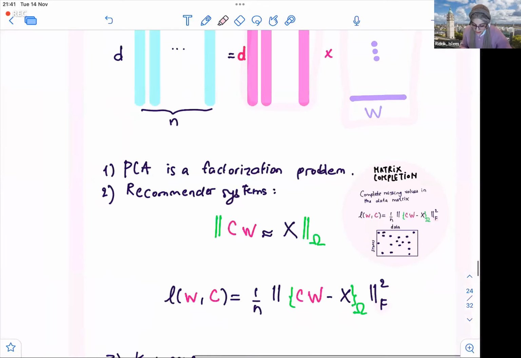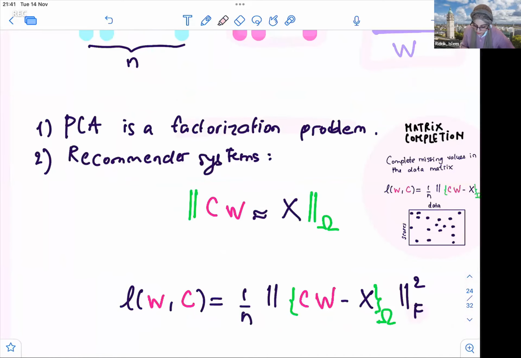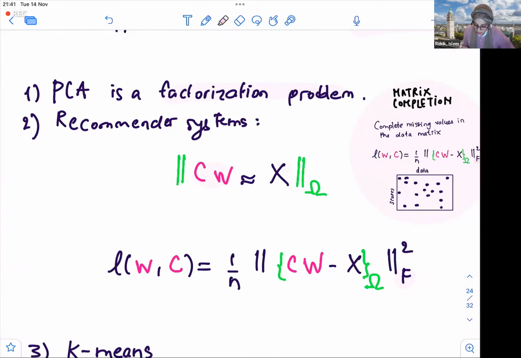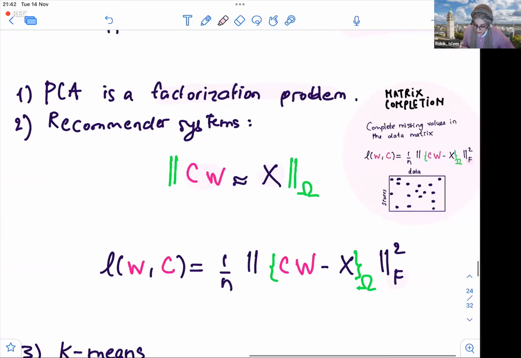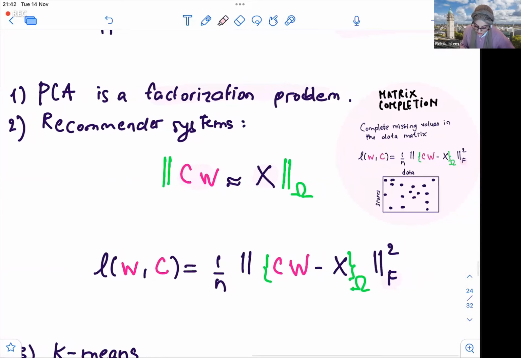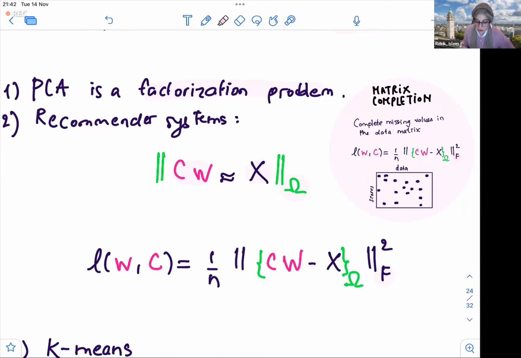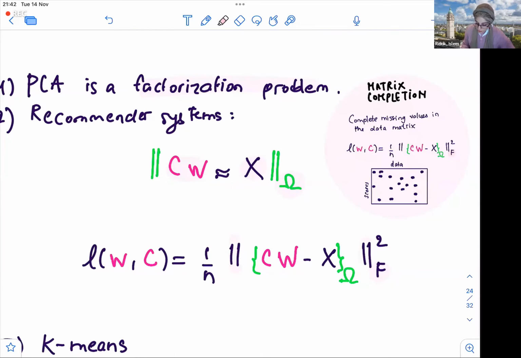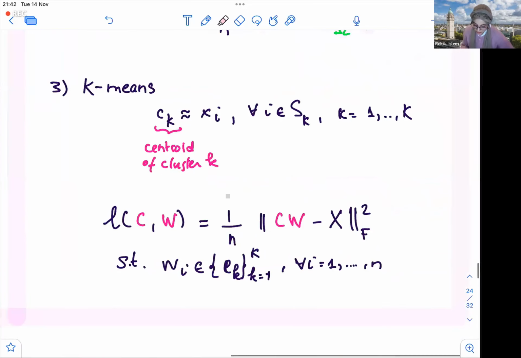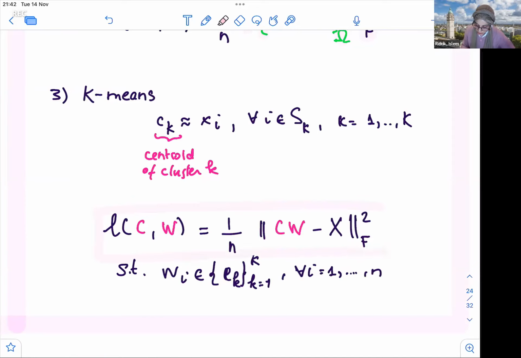So PCA, we have seen that PCA is a factorization problem where CW is almost equal to X. And then for the matrix completion recommender system, we also have seen that, but we added the constraint on the omega because we only have the ground truth values inside the omega. So we optimize a loss over the ground truth values of the ratings, for example. We have seen also that K-means can be formalized as a matrix factorization problem where we want to approximate X by a set of centroid vectors and their assignment matrix, basically, okay?